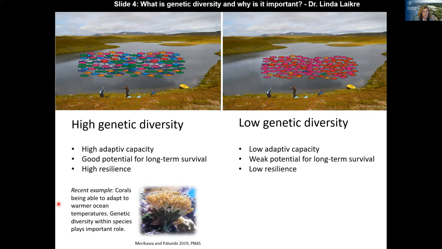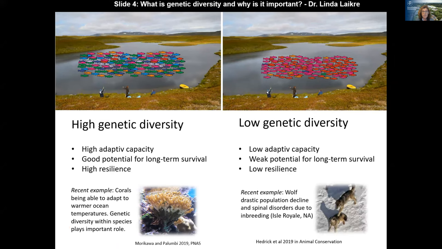One example for the importance of genetic diversity comes from corals and a recent study showing that corals being able to sustain warmer ocean temperatures is associated with genetic diversity. Diversity within species has helped populations to be able to survive in these conditions. Whereas we have an example of a population being depleted of genetic diversity, a strongly isolated wolf population on an island in Lake Michigan. Over a few decades, they lost viability and the population totally collapsed due to inbreeding effects and removal of variation.